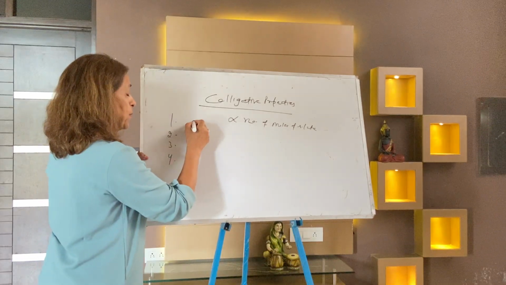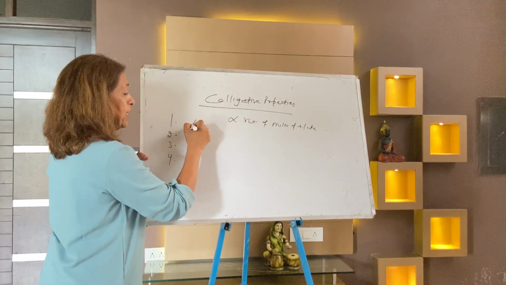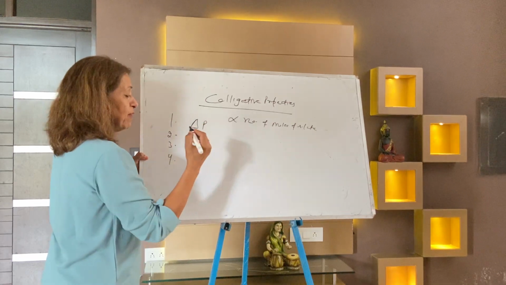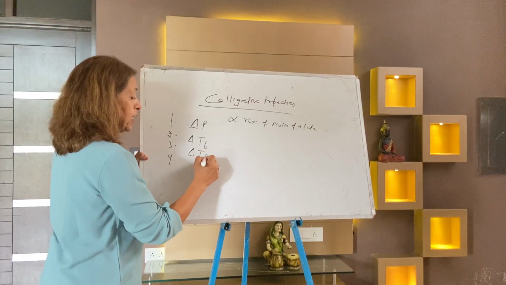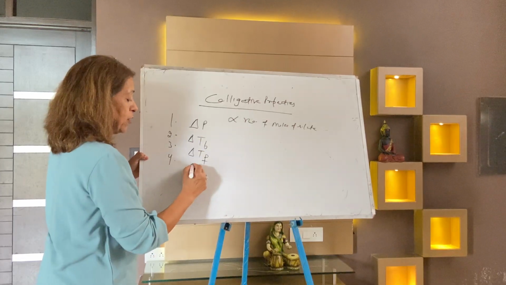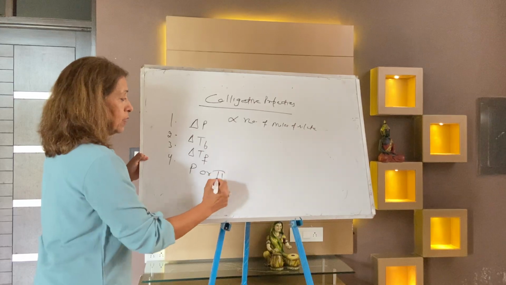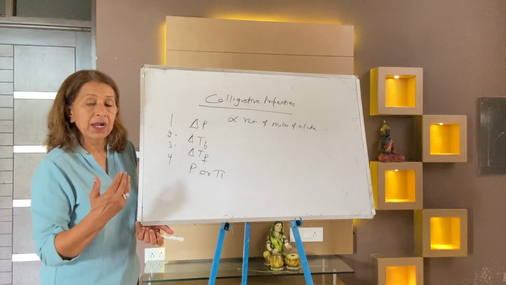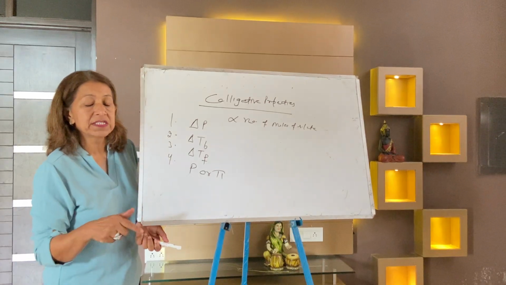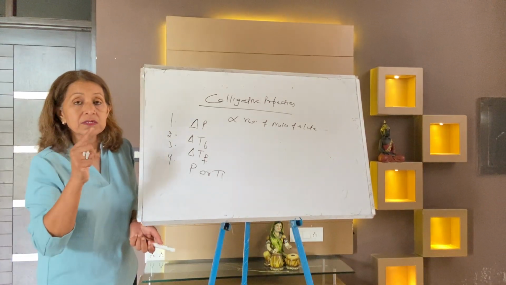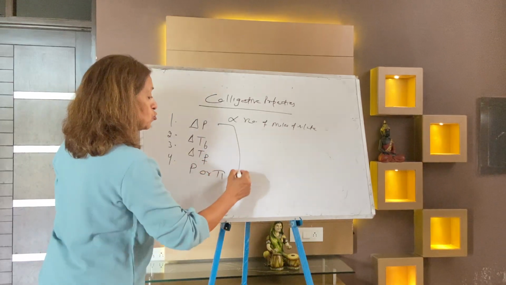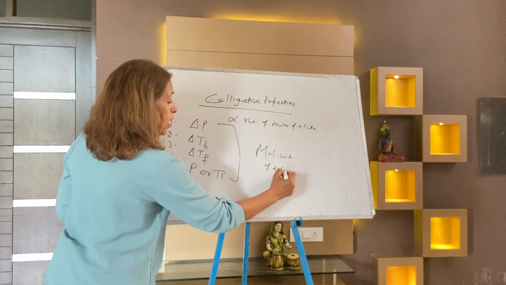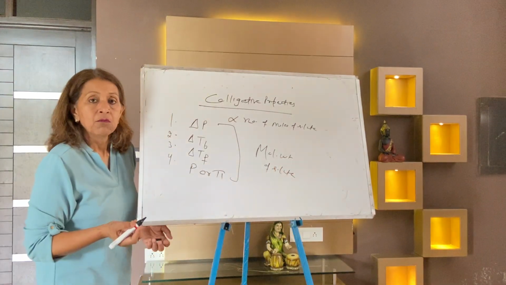The first colligative property, you know all, is delta P, lowering of vapor pressure; delta TB, elevation in boiling point; delta TF, depression in freezing point; and osmotic pressure P or pi. There are 4 colligative properties, all dependent upon the number of moles of solute. All have two common things. One, they are dependent upon the number of moles of solute. Second, all are used to determine capital M, the molecular weight of solute.